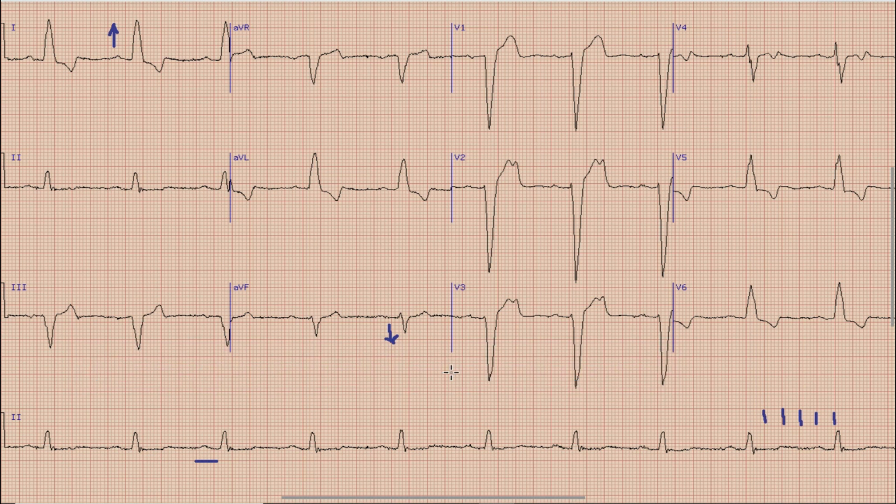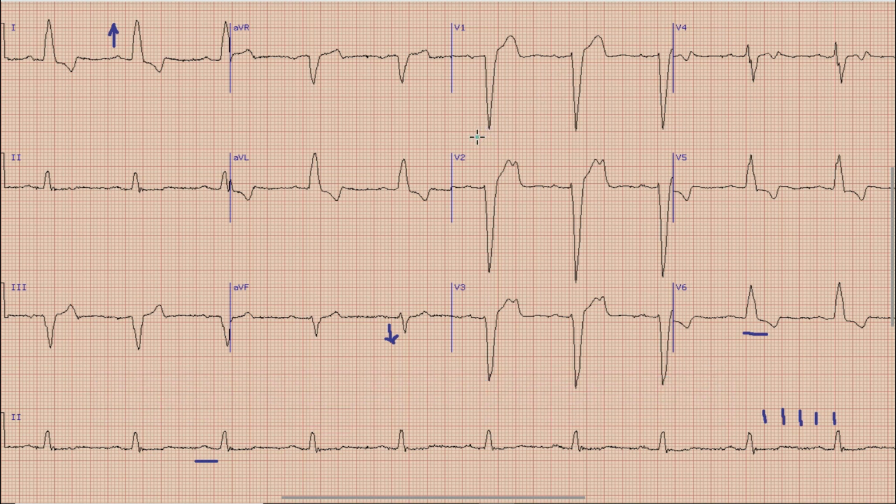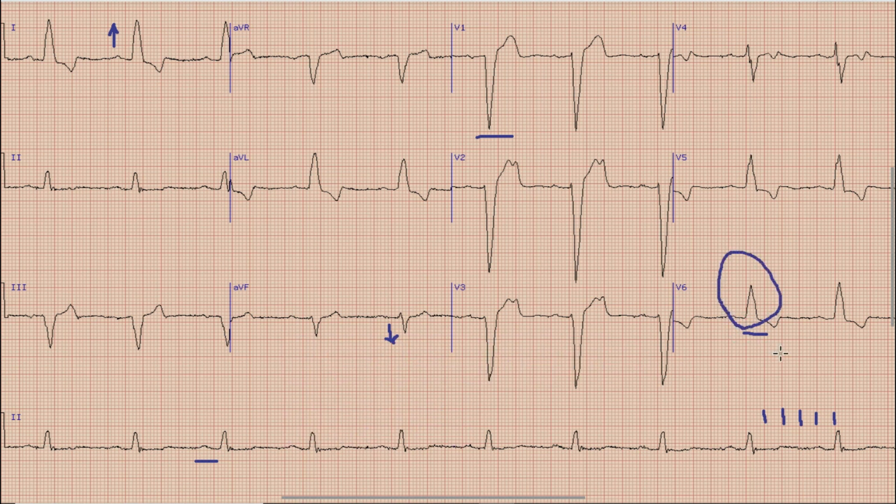Once we are done with axis, if we look at the chest leads, that is lead V1 to V6, in these leads we can see that the duration of QRS complex is prolonged. Normally the QRS complex is less than 3 small squares or 120 milliseconds, but here it is more than 3 small squares. Plus there is a deep S wave in lead V1 along with a prominent R wave in lead V6.